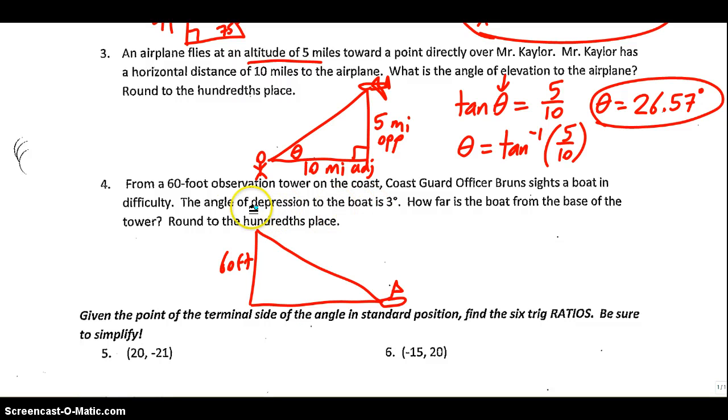This is where I think people struggle. Angle of depression. All right. That means that's the angle that he's looking down. So normally, he's going to start out looking towards the horizon. He's looking down at a 3-degree angle.